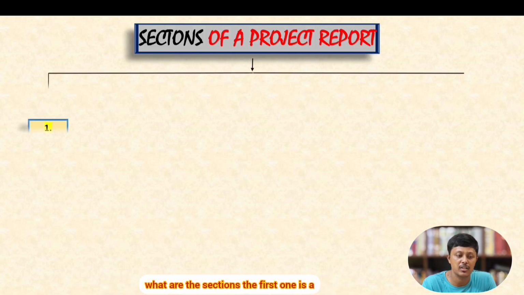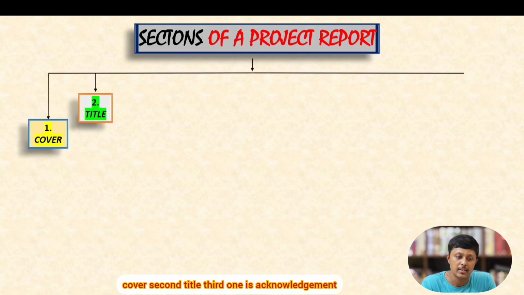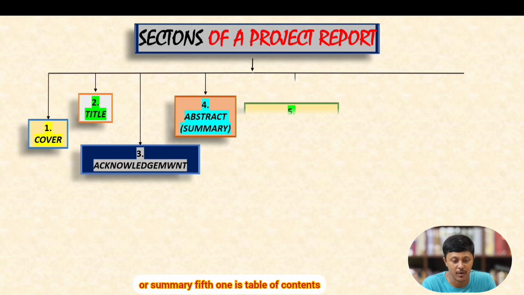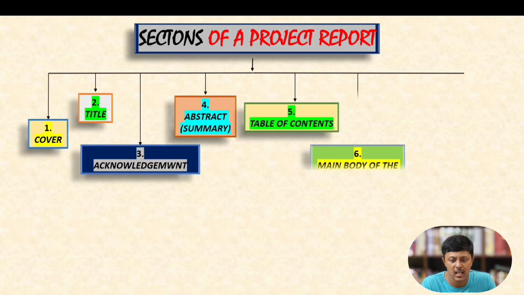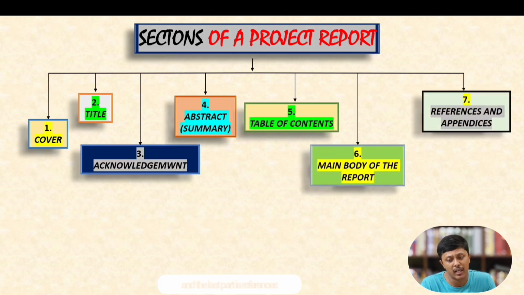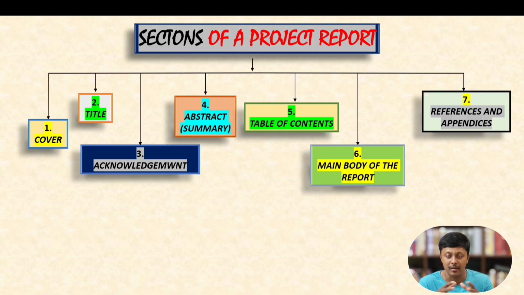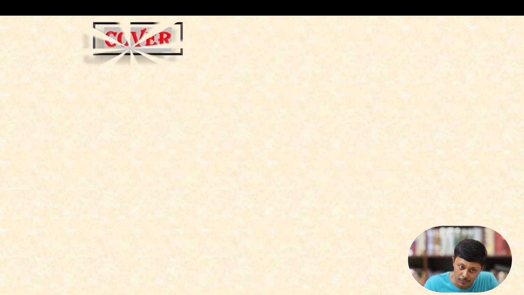What are the sections? The first one is a cover, second is the title page, third is acknowledgement, fourth is abstract or summary, fifth is table of contents, sixth is the main body of the report, and the last part is references and appendices. Don't worry, we are going to deal with them bit by bit. All these seven topics will be dealt with here. Don't worry about that. We are coming to this. The first one is cover.